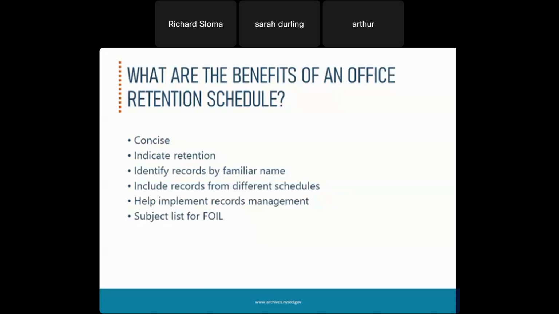Similarly, state agencies might list a mix of relevant records on their office schedule from both the general schedule and agency-specific schedules. And finally, office schedules can serve as a subject matter list of records that fulfills FOIL requirements. Office schedules can thus help implement records management by providing staff with a shorter list of familiar records with just the information they need to know to manage them.